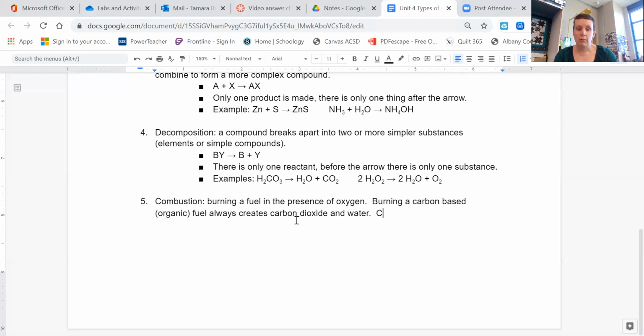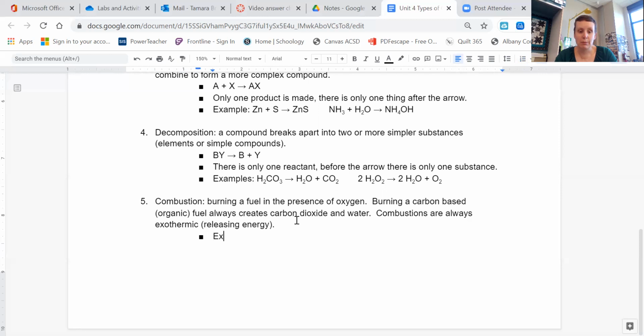Also, something that we need to know about combustions is they are always exothermic. Now, if you look back in your notes, we took notes on physical and chemical changes. One of the possible signs of chemical change is a transfer of energy. And that can be either releasing energy or absorbing energy. Well, combustions are always releasing energy, and that is exothermic, okay? Releasing energy is the definition of exothermic.